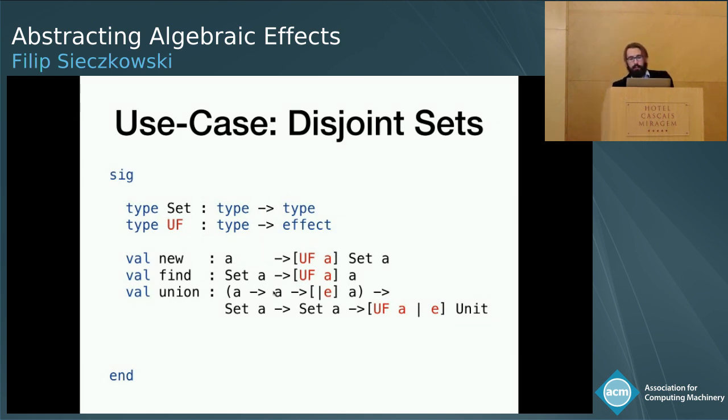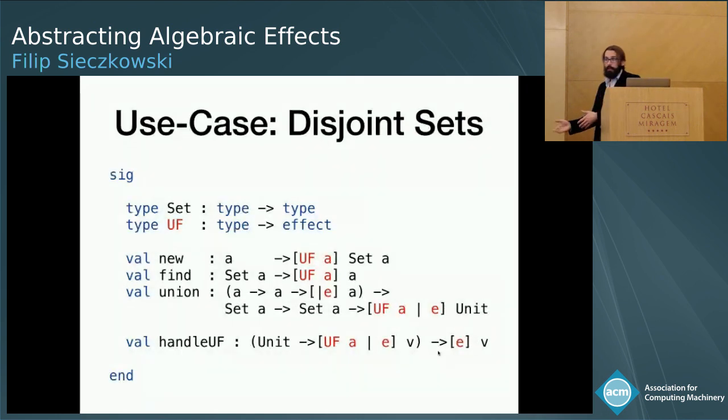So what we need is we need to provide an abstract handler. So simply a value which can take any computation that performs some effect E, returns some type V, and performs a union find effect. And handle UF can simply run this computation and get rid of the union find effect in some way. Abstract, of course.